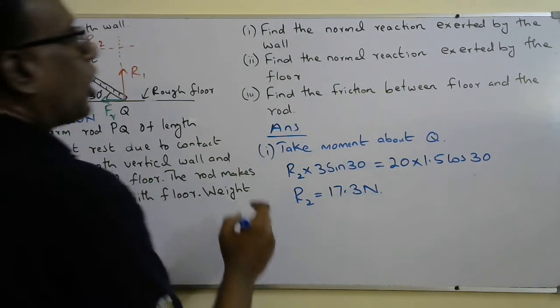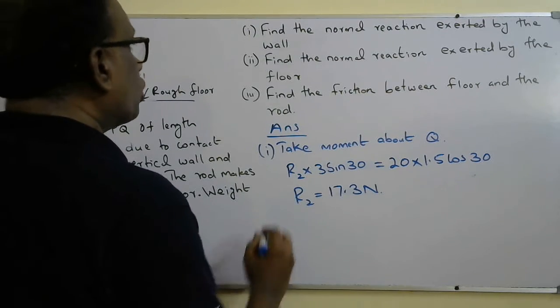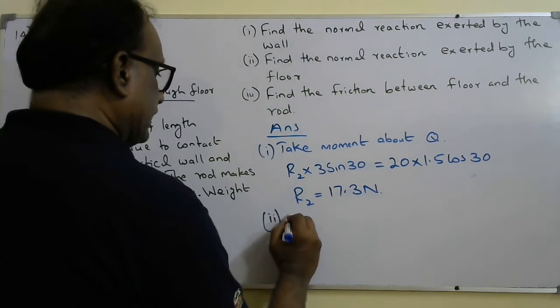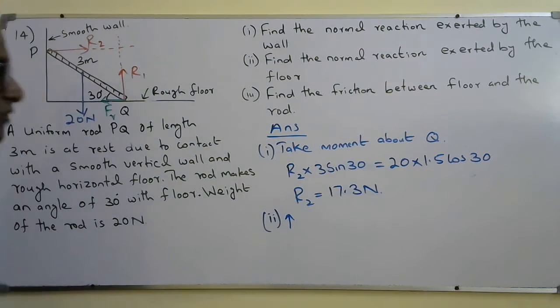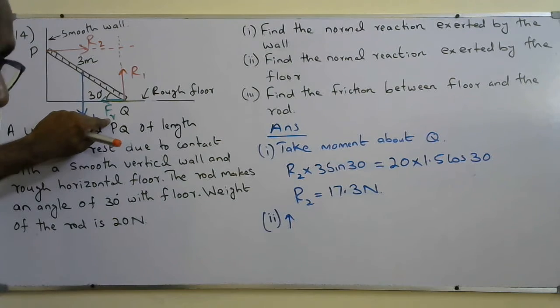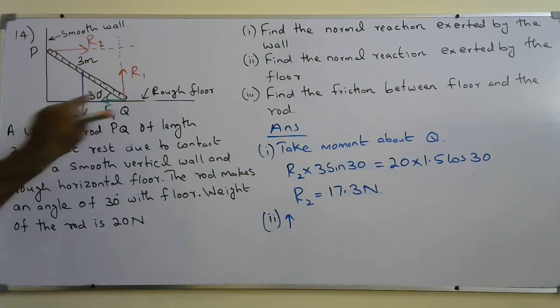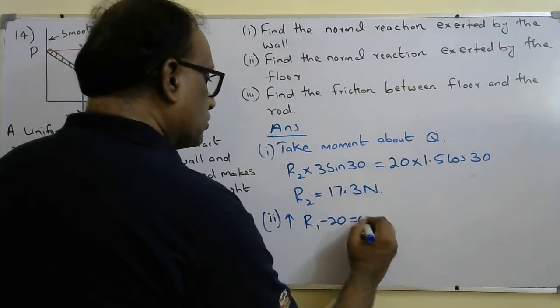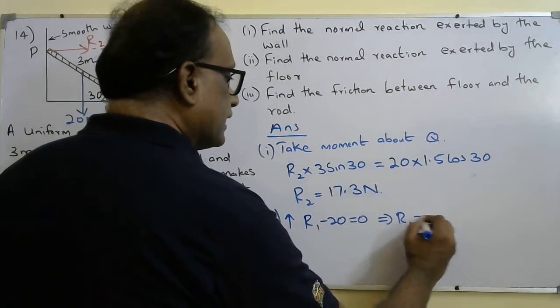Second part, find the normal reaction exerted by the floor. That is very simple. Resolve vertically upwards. I don't need to take a moment. Horizontal force Fr has no vertical component. Only vertical forces are R1 and 20. So R1 minus 20 equals 0. So R1 equals 20. See, simple question.